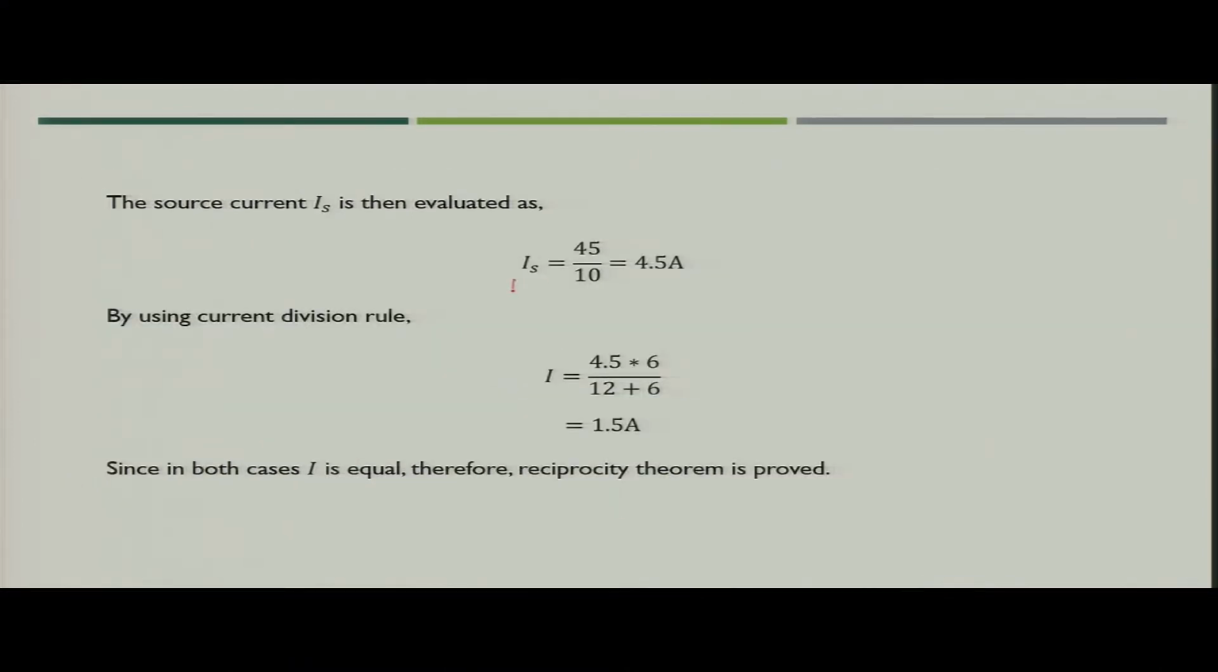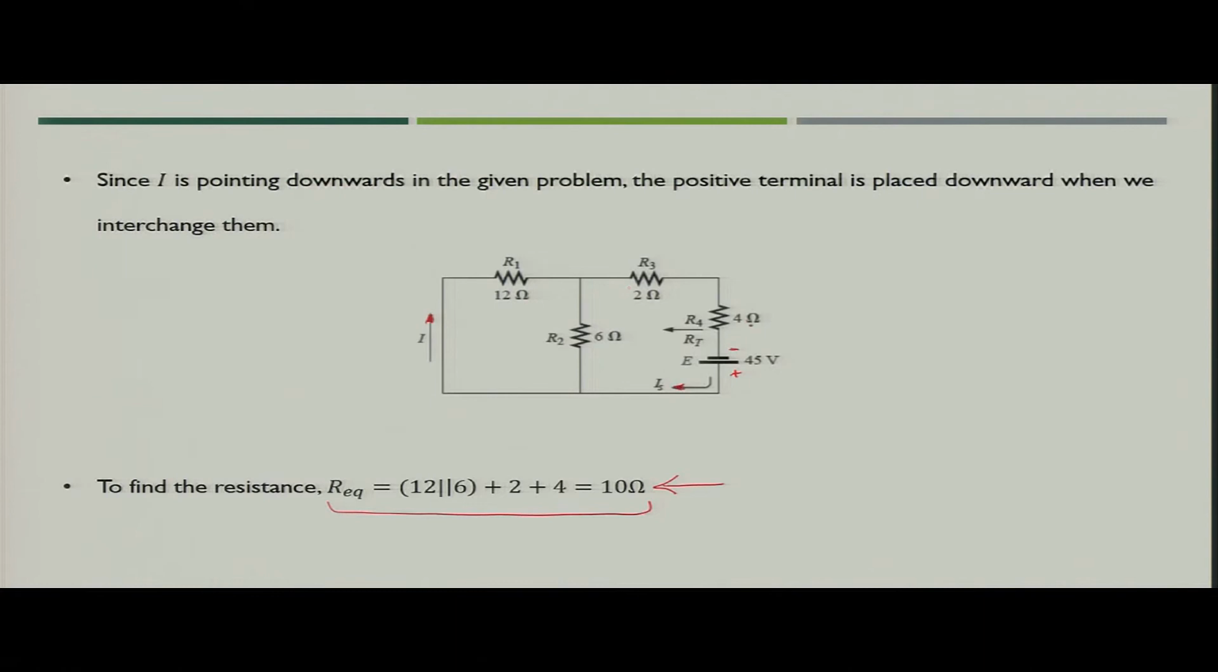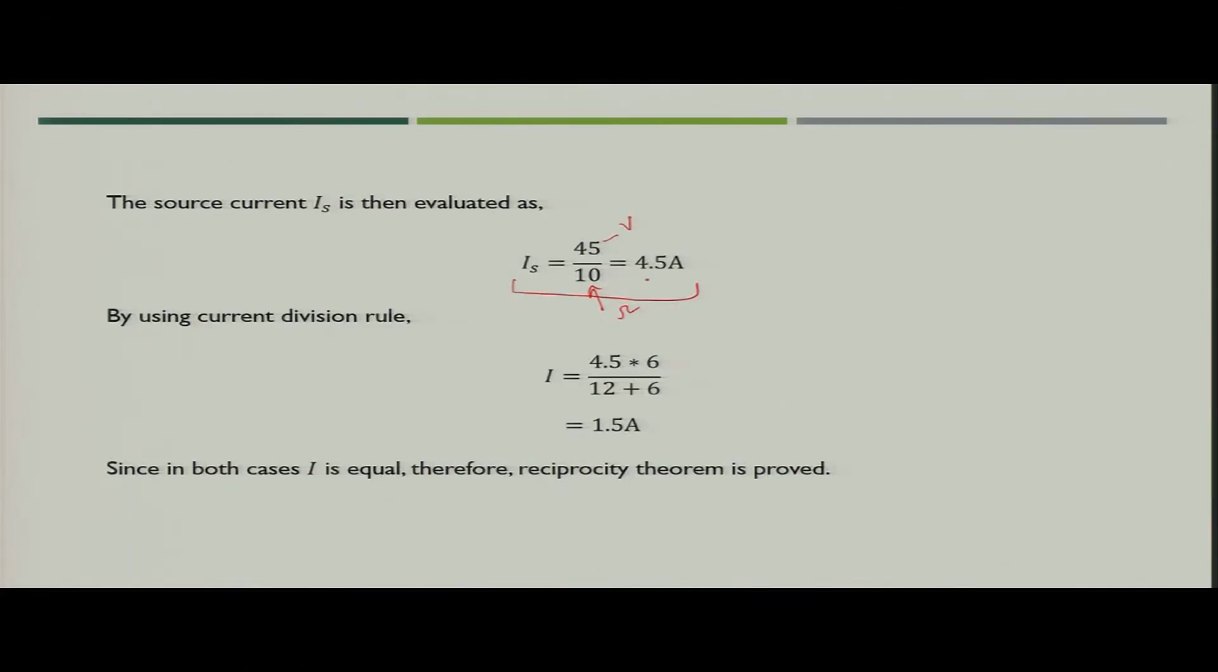Now, in this case, what value of Is, that is source current, you have got? 45 is the value of voltage source, and the resistance which you have got seen by the source from this side, that is equivalent resistance of the circuit. So, when you calculate the value of source current, it will become 4.5 ampere.